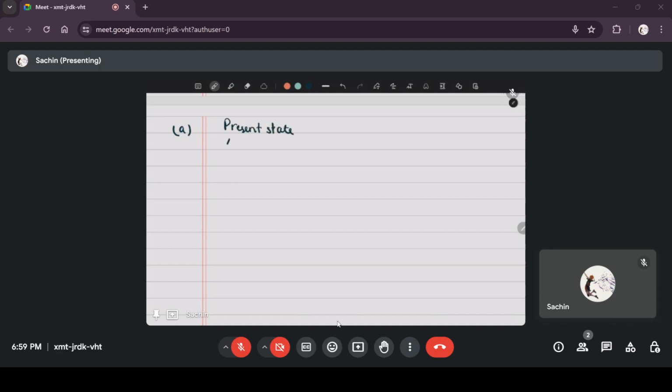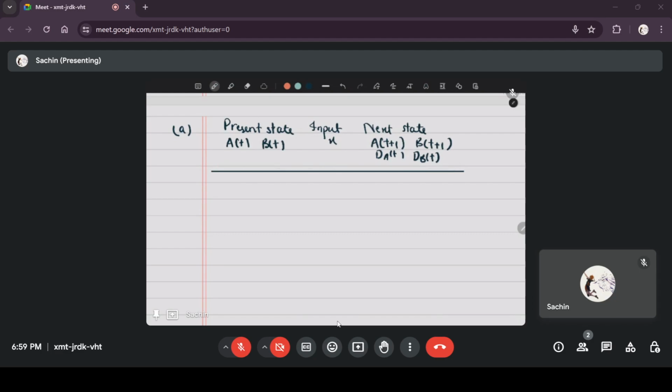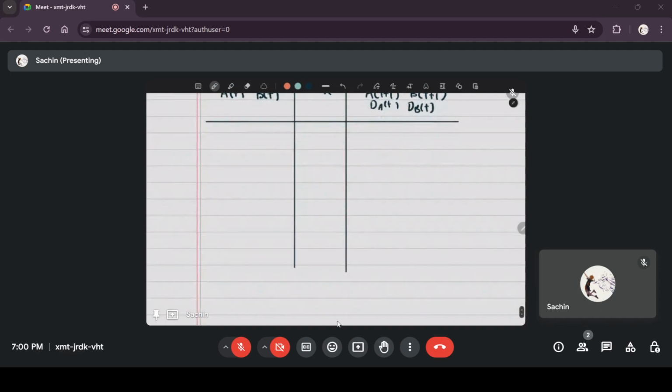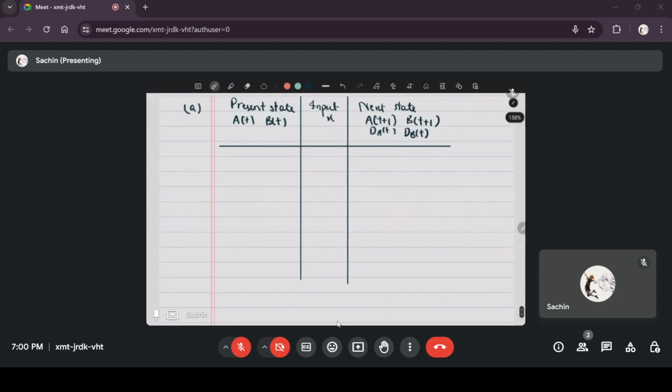So if we have the present state A of t, B of t, and input x, next state A of t plus 1, B of t plus 1, which is nothing but dA at time t and dB at time t. We need to give whatever we want in the next state as the current input to the D flip-flops would be the proper framing.